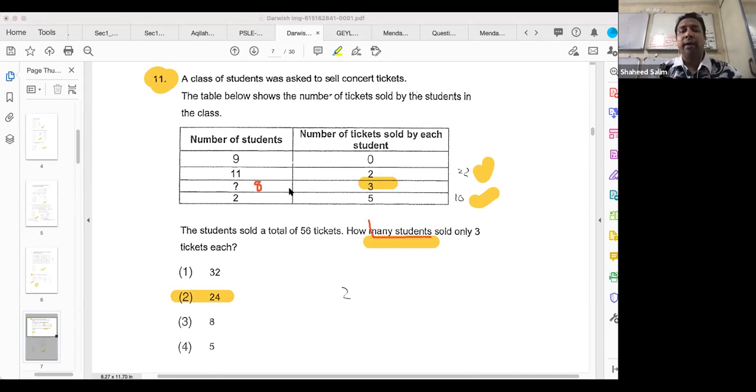It cannot be 24. If it's 24 students, 24 times 3 is how much? It's 72. So it cannot be. You get it? Okay, good.